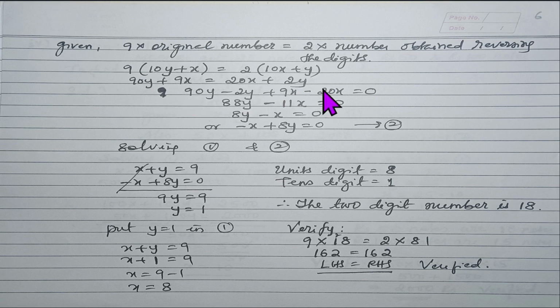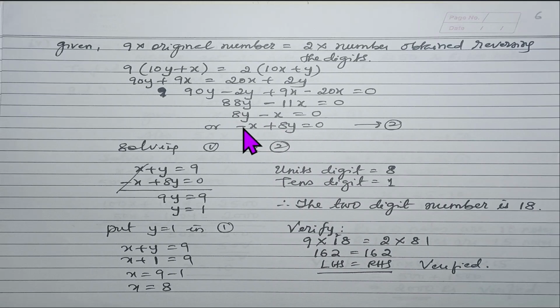Bring all the terms to the left and simplify it. So 90y minus 2y plus 9x minus 20x equal to 0. That is 88y, because 90y minus 2y is 88y, plus 9x minus 20x is minus 11x, and that equals 0. Dividing through by 11, we get 8y minus x equal to 0, because 88 gets divided by 11 and 11 gets divided by 11.